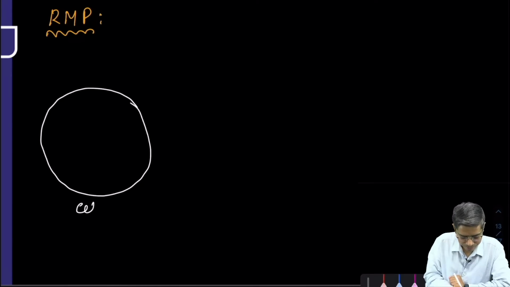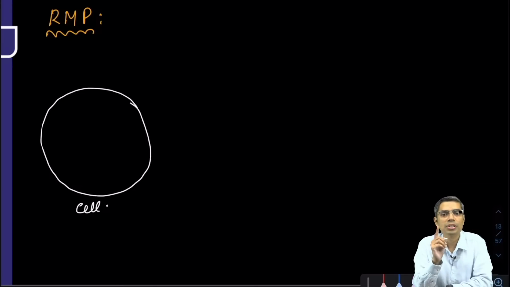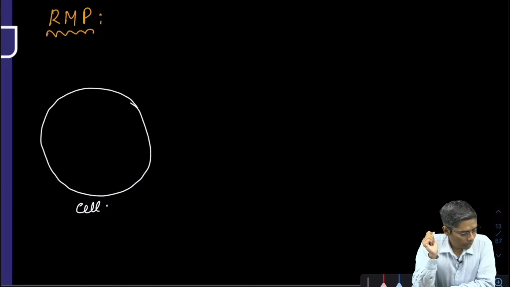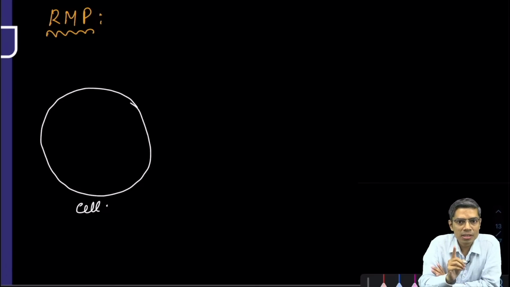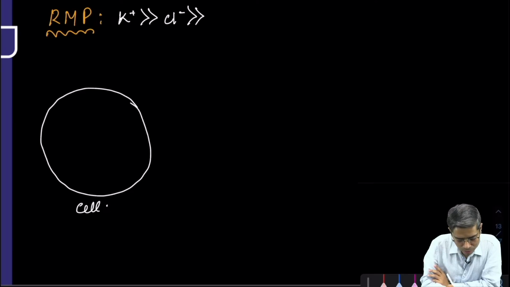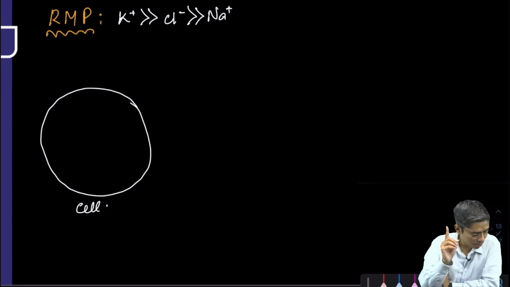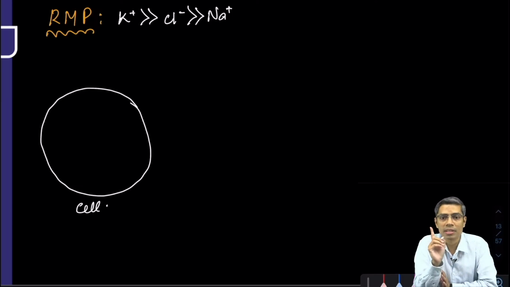Suppose this is a cell. RMP is mainly due to which ion? You know that sodium is for action potential, but RMP is mainly due to potassium ion, followed by chloride ion, followed by sodium ion. So the main role in RMP generation is played by potassium.